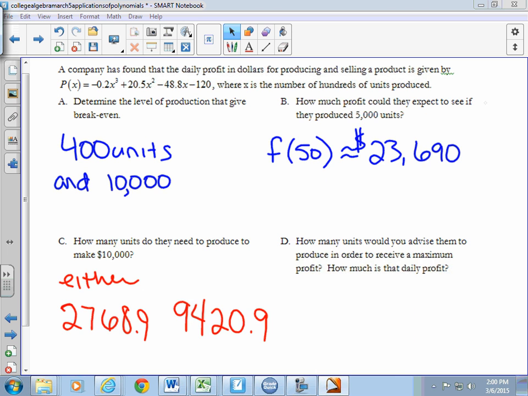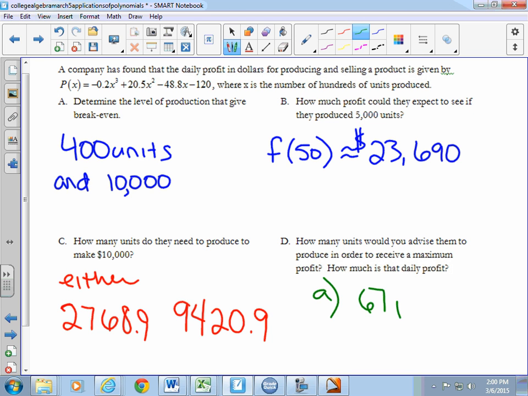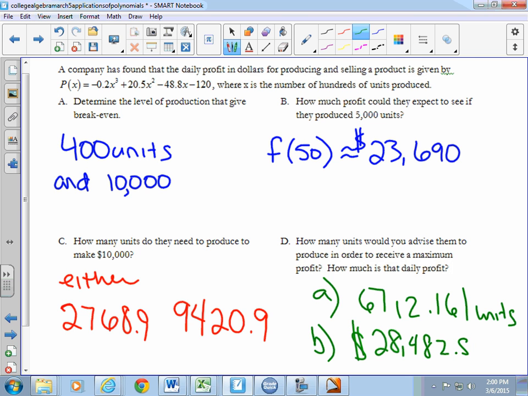So I have, part A, 6,712.161 units. And then part B, 28,482.59. No need to move the decimal place on money.